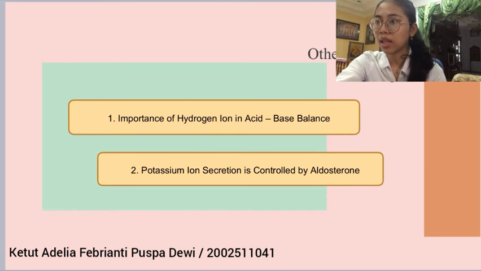H plus secreted into the tubules is eliminated with the urine. The proximal, distal, and collecting tubules can secrete H plus ions based on the acidity of the body. If the body is too acidic, H plus secretion is increased, and vice versa.